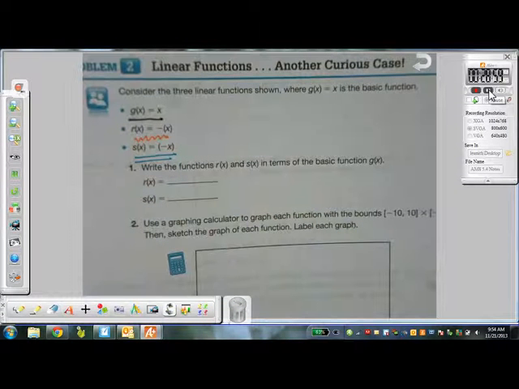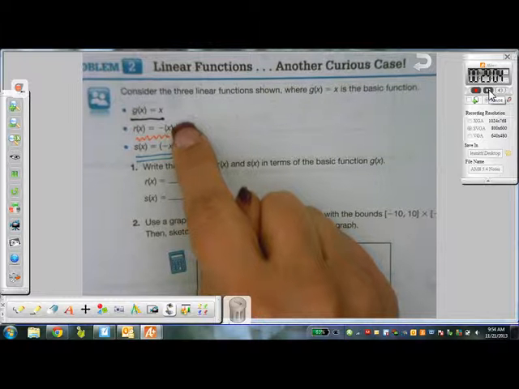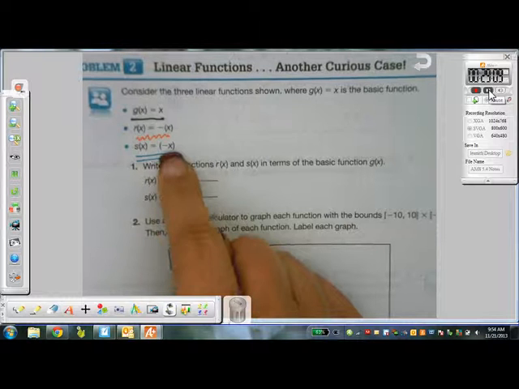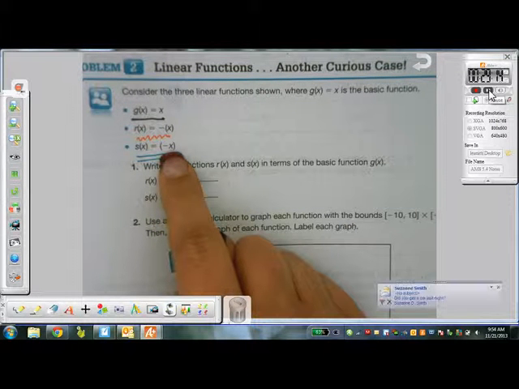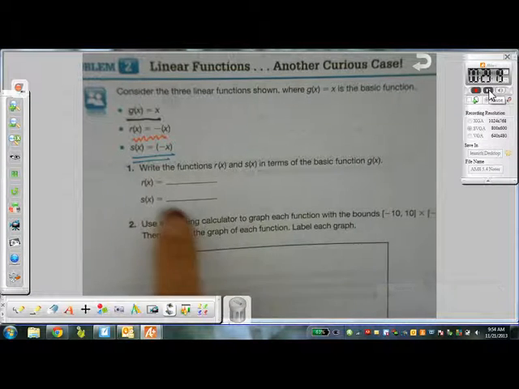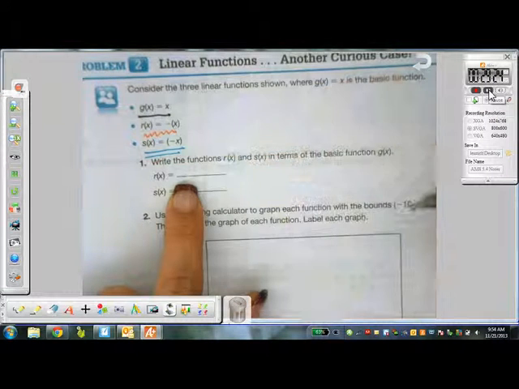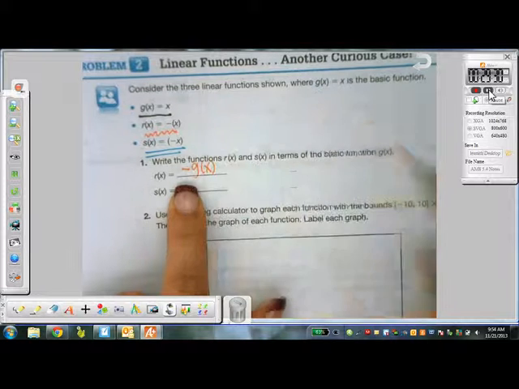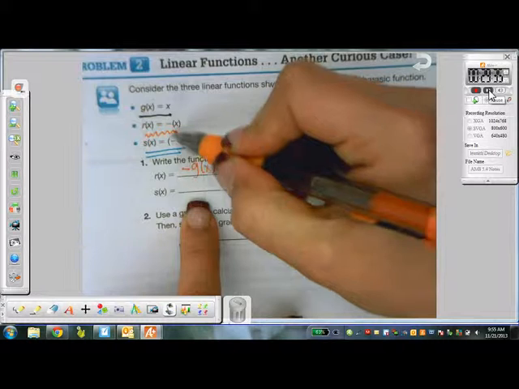Are they the same? Whatever I plug in for x, so let's say I plugged in 2 for x, what would I get in r of x? Negative 2. If I plugged in 2 here, what would I get? Also negative 2. So do you think the lines are going to be the same? Yeah. Let's rewrite these in terms of the function first. So r of x equals negative x. So what do I do to g of x in order to get that? Negative g of x. So negative's on the outside. And to get s of x, the negative is attached specifically to the x, so it goes on the inside.